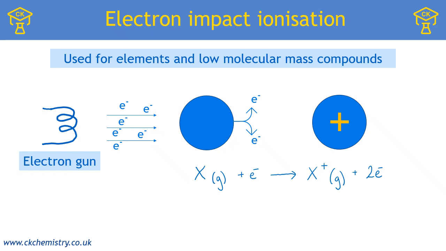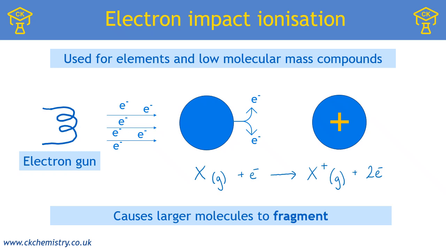So this is a very good technique. It's very simple. We would use it for, like I said, samples of an element where we just want to weigh the abundance of isotopes. But if I want to use it in organic chemistry, where I want to do a larger molecule, and I want to know the molecular mass of a really big molecule, then the problem with this technique is that it would essentially cause these larger molecules to break up.